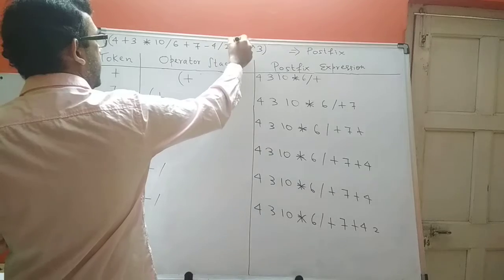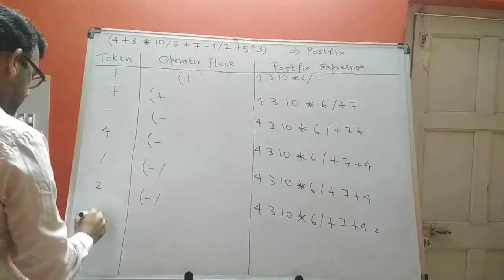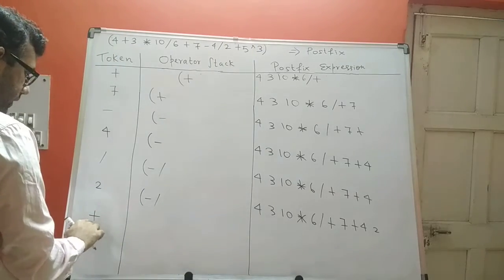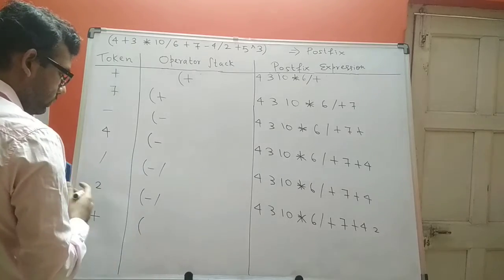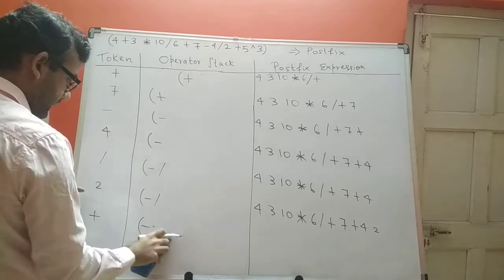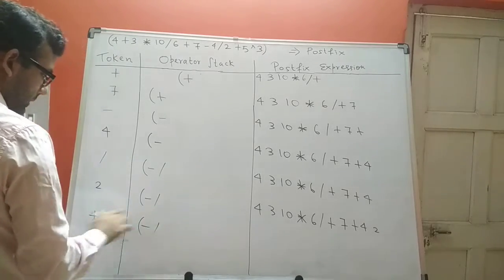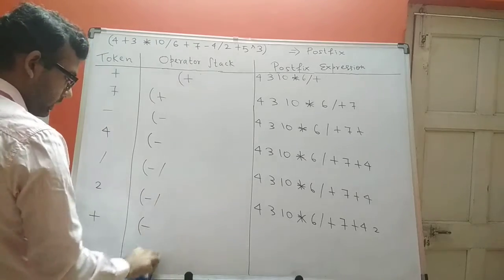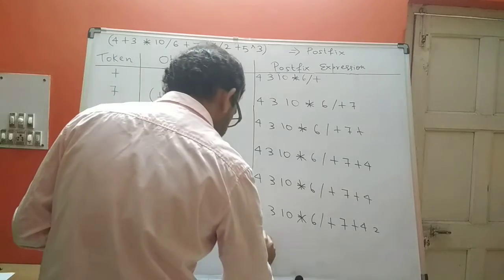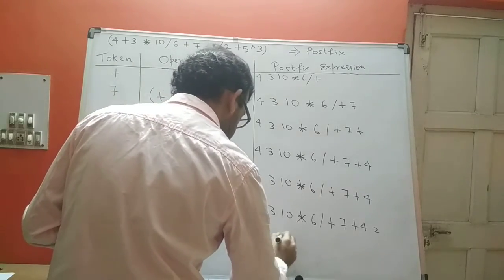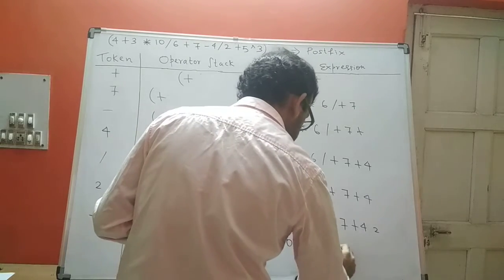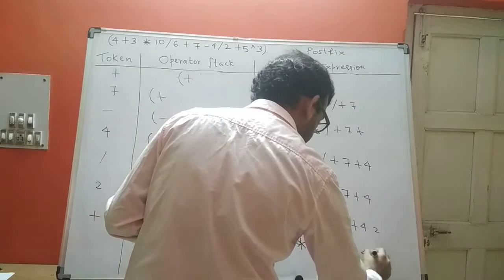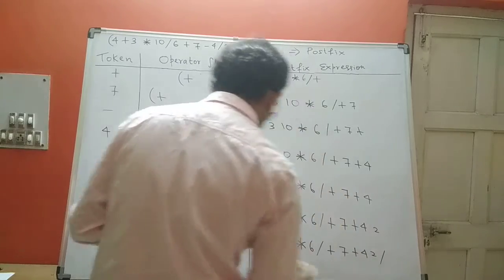Now after this, I have plus. Plus is an operator, and plus does not have higher precedence than division. So what do I need to do? This is my stack. Since plus does not have higher precedence than division, I need to pop division from my stack and add it to the output. So if I add division to the output, this is my stack.